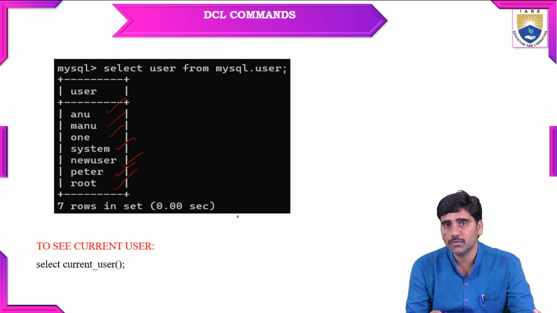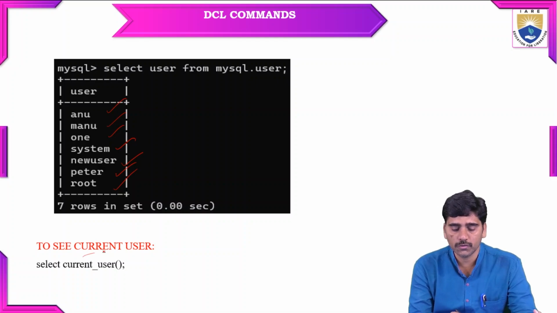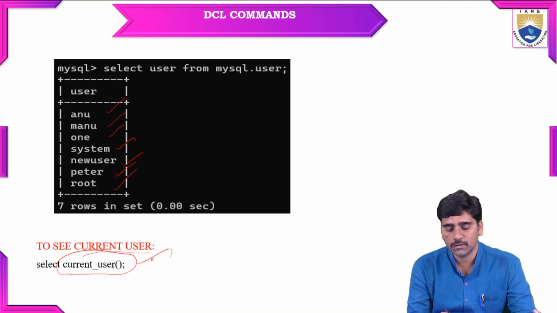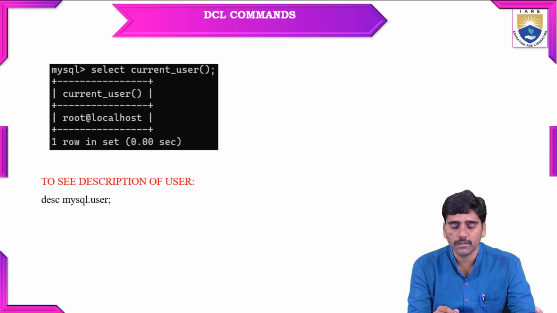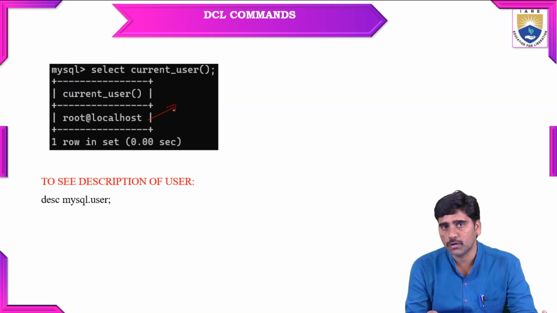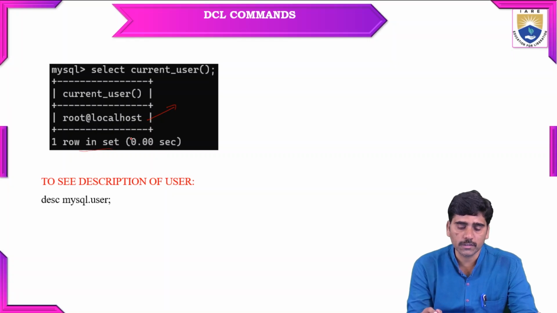To see the current user of the database, SELECT CURRENT_USER(). If I execute this query, it displays who the current user of the database is. So presently the current user is root@localhost. One row in set.